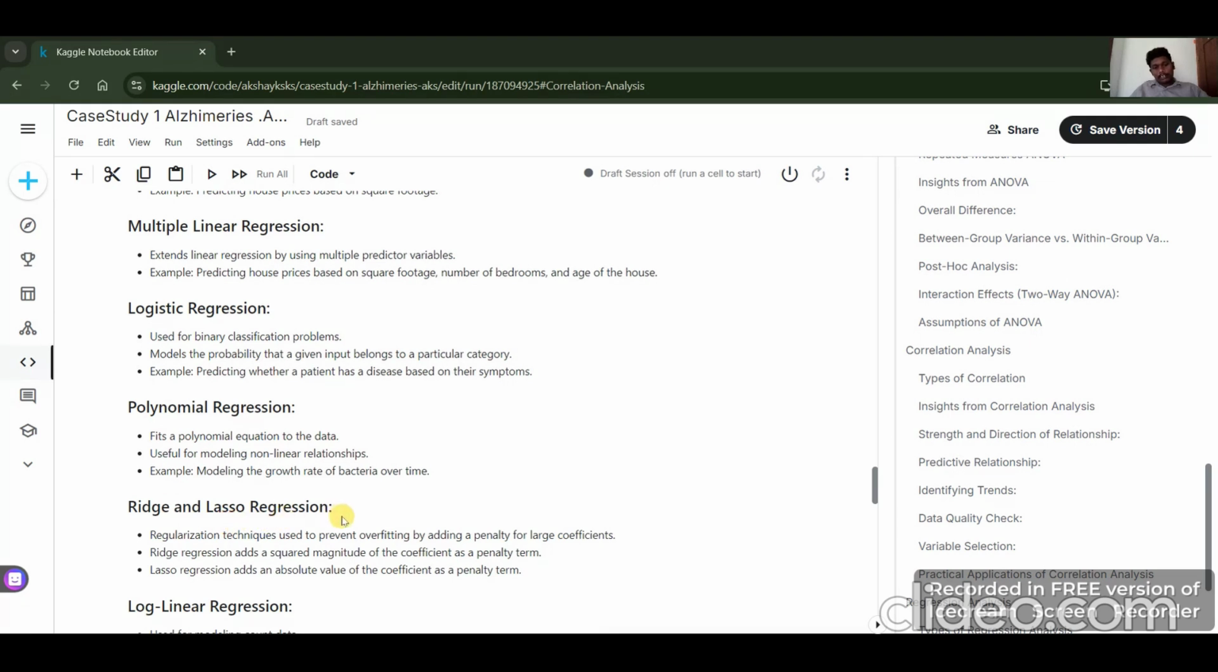Ridge and lasso regression are regularization techniques used to prevent overfitting by adding a penalty for large coefficients. Ridge regression adds the squared magnitude of the coefficients as a penalty term. Lasso regression adds the absolute value of the coefficients as a penalty term.